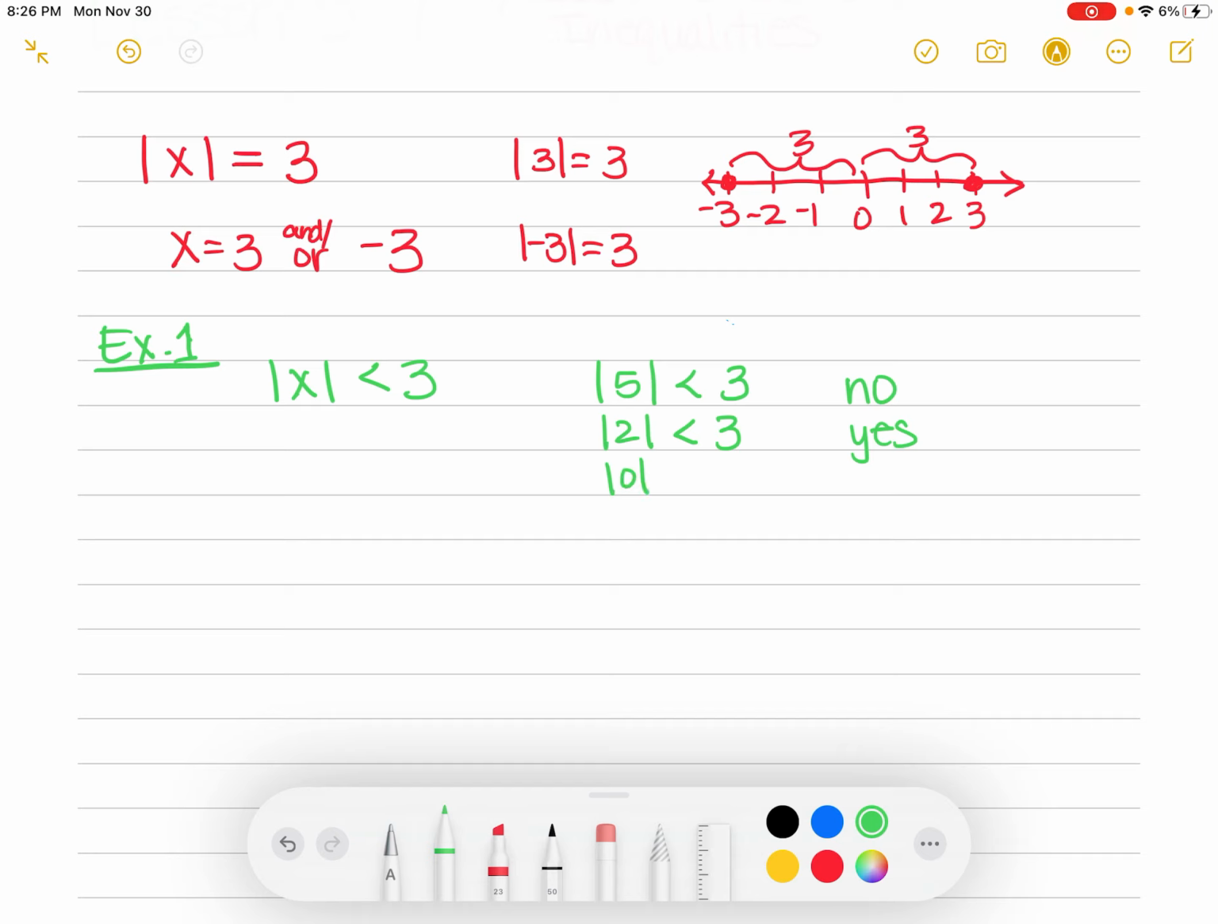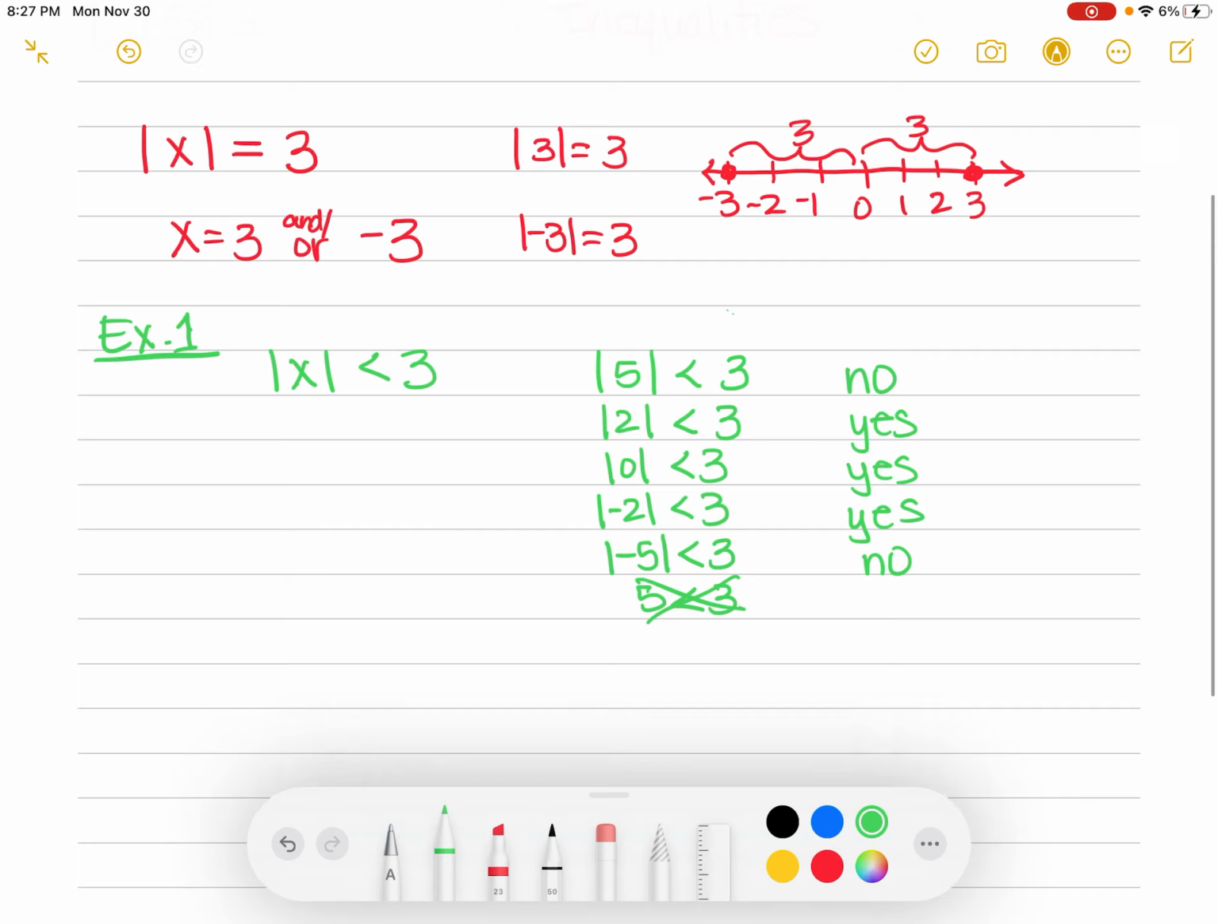How about the absolute value of 0? Is that less than 3? Yes, because it's 0. The absolute value of negative 2, is that less than 3? Well, the absolute value of negative 2 is positive 2, and yes, that is less than 3. One more. What about the absolute value of negative 5? Is that less than 3? No, because the absolute value of negative 5 is positive 5, and that is not less than 3. That one does not work.